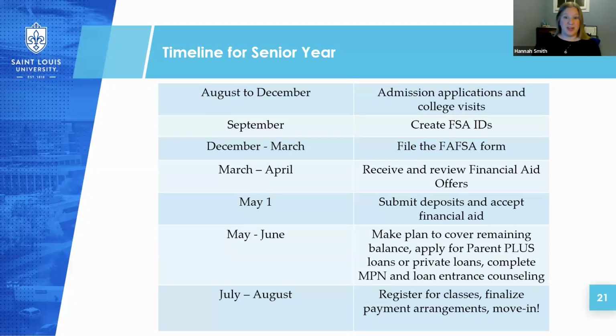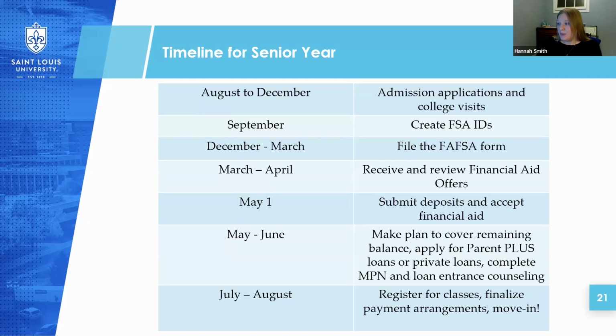And then timeline for senior year. So right now, hopefully your student has applied to a few schools and got those applications in, and maybe is doing some college visits on campus or virtually meeting with some current students or current staff or faculty to learn a little bit more about academic fit and social fit at those colleges. Now you can create your FSA IDs and prepare to file the FAFSA form when it opens in December, and just make sure you're filing that FAFSA form by the priority deadlines at the schools that your student is looking at.